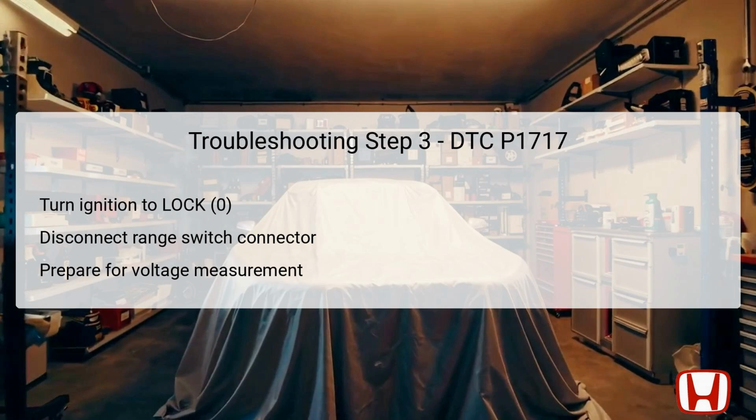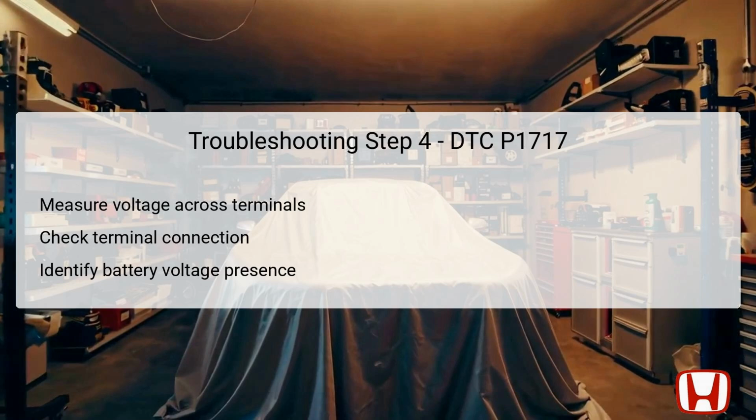within the system. In troubleshooting step 4, the focus shifts to measuring voltage across the terminals of the transmission range switch connector. The technician will specifically measure between terminal number 1 and terminal number 10 while the ignition is in the on position, 2. This measurement is critical for identifying whether there is battery voltage present in the circuit. If battery voltage is detected, it indicates that the wiring leading to the transmission range switch is functional and that the issue may lie elsewhere.